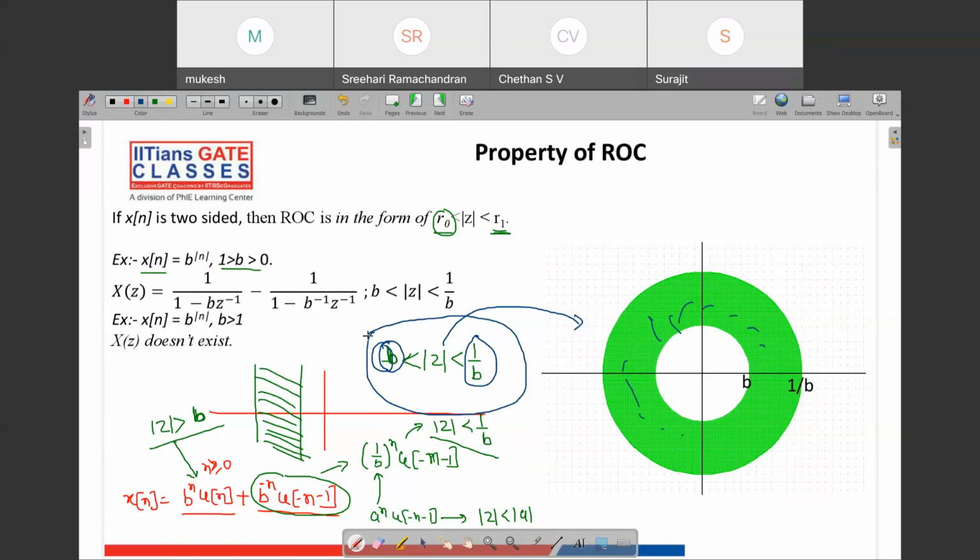Okay. So all these properties that we saw for the Z transform are very similar to what we have seen in the Laplace transform. Does anyone have any doubt here?